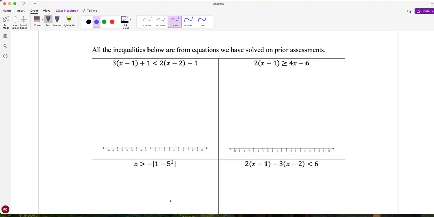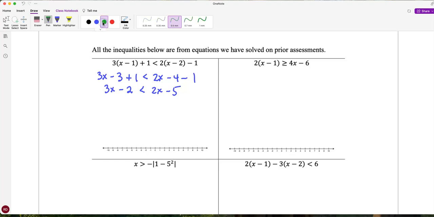Now, everything you see below is something we have solved as an equation. Now it just shows up as an inequality. Okay, so the same steps happen. So here I'm going to distribute: 3x minus 3 plus 1 is less than 2x minus 4 minus 1. Combine like terms: 3x minus 2 is less than 2x minus 5.